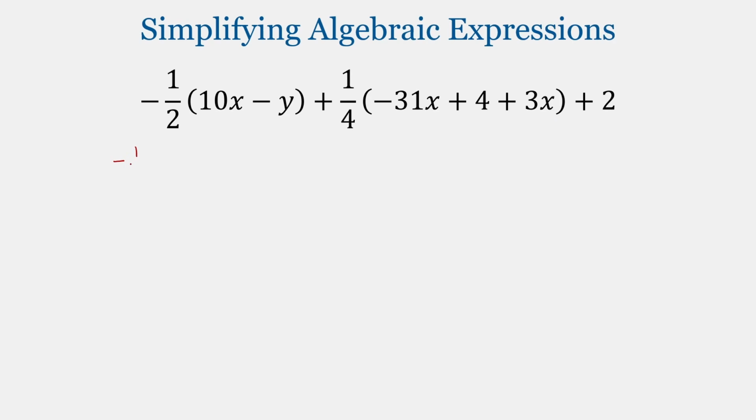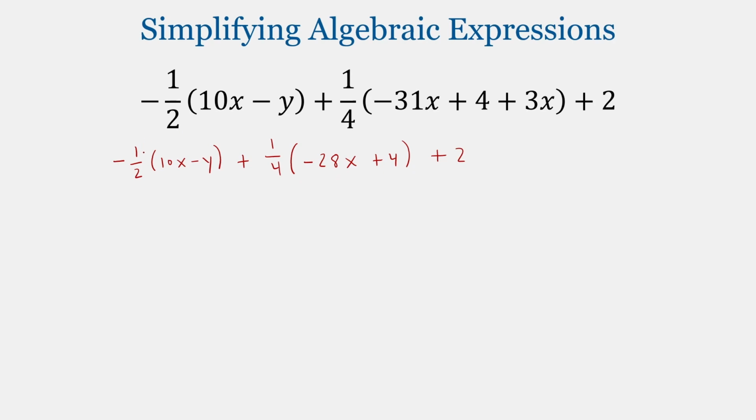So we have negative 1/2 times 10x minus y plus 1/4 times, so negative 31x plus 3x is negative 28x plus 4, and then plus 2. So now we cannot simplify down what's in the parentheses any further. No powers, no exponents. So now we'll multiply and divide from left to right.